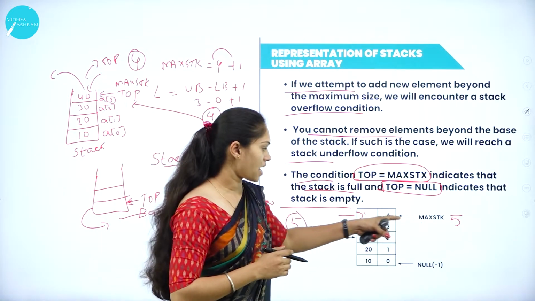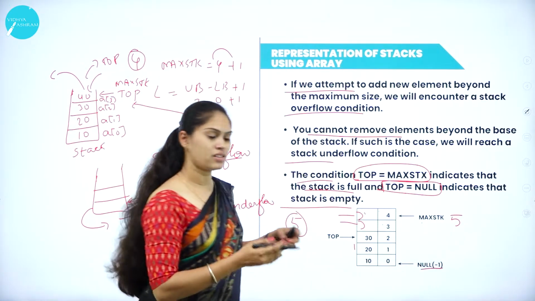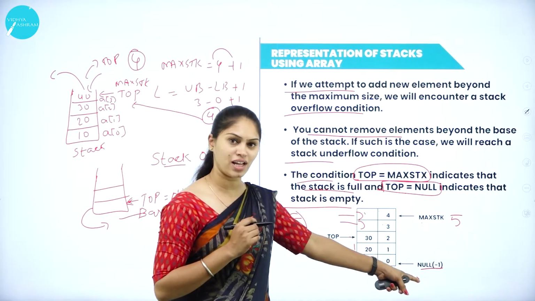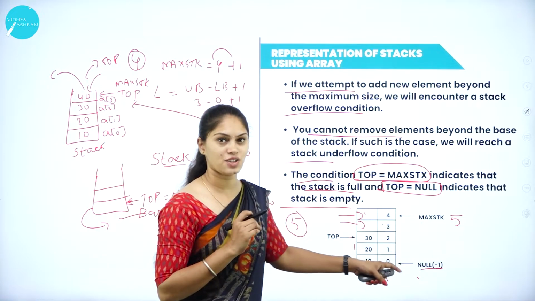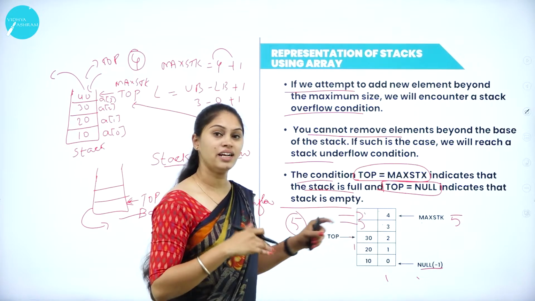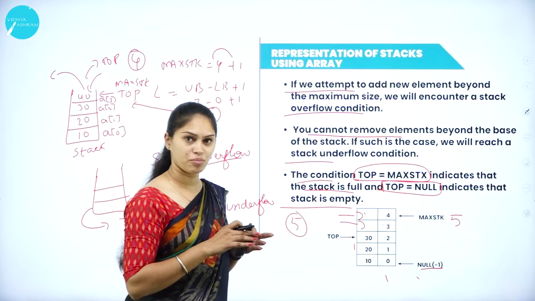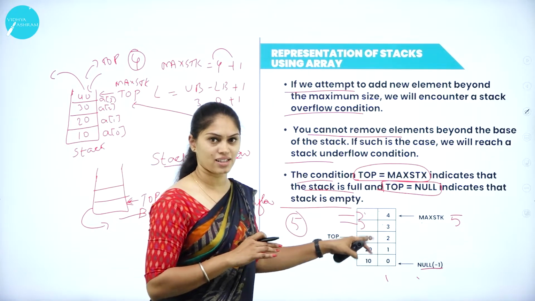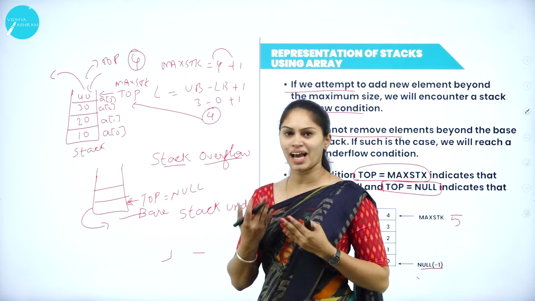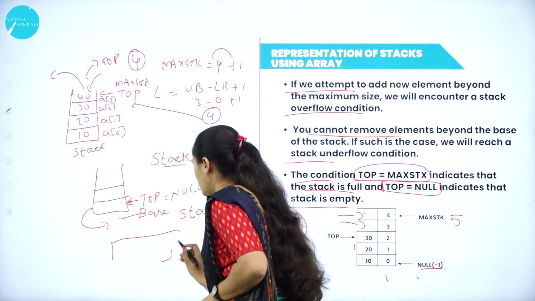So here max stack is 4 and I have only 3 elements. This indicates the null. Is top equal to null here? No. So the stack is not empty, and top is not equal to max stack, so the stack is not full either. I can include and I can remove elements from this stack. And how are we going to represent this stack in a one-dimensional array? As I told, it can be row-wise or column-wise. I have shown the column-wise. Now let me show you the row-wise.